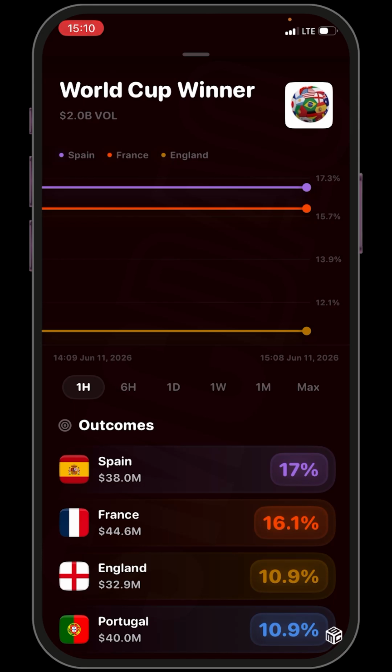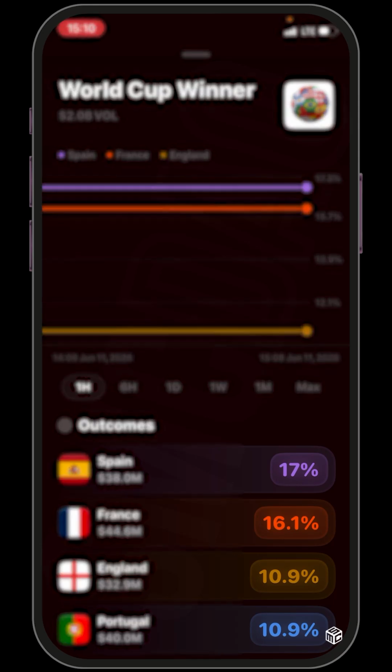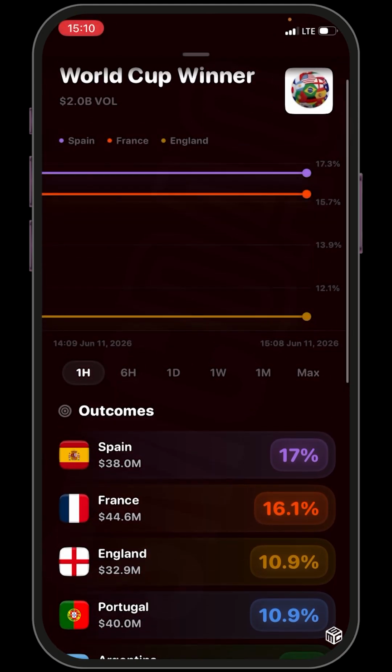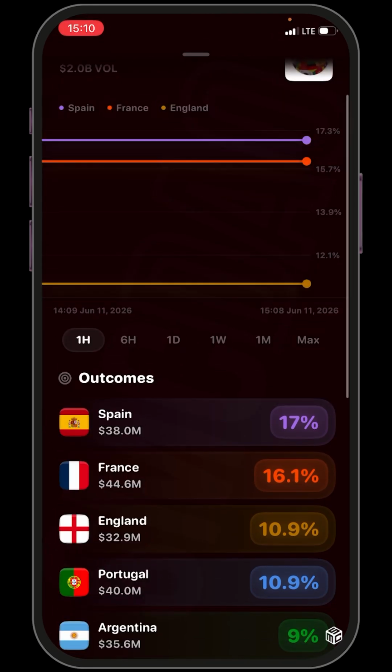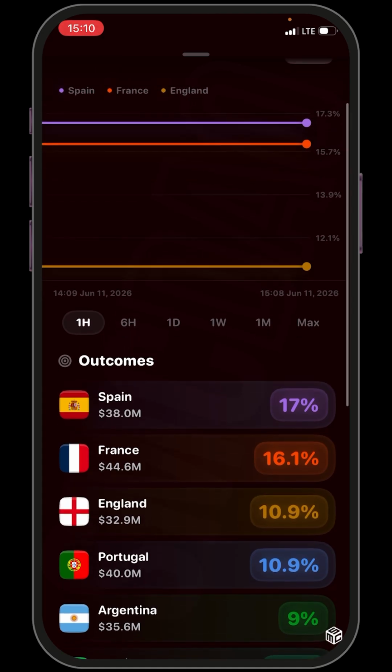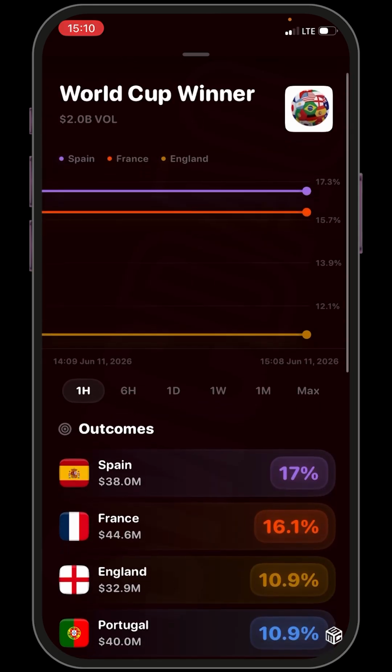So guys, the percentage beside each team is the market's estimate of that team's chance of winning the World Cup. For example, if Spain is at 17%, traders collectively believe Spain has about a 17% chance of winning, while France has a 16% chance of winning. England has 10.9% of winning.